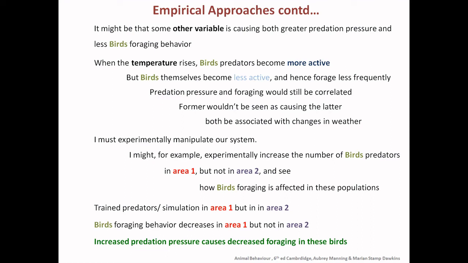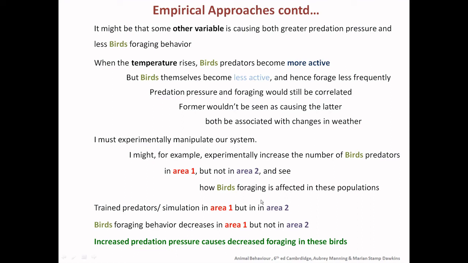That is our manipulation. And we observe that increased predation pressure caused decreased foraging in these birds. We found that in area one there is a lower frequency of foraging, whereas in area two there is no change in the frequency. When we created the presence of the predators, we found that the birds' frequency of foraging is decreasing. From this experimentation, we changed only one variable, the predation pressure. Though it may be actual or it may be simulated, it is experimentally controlled to know that in two similar settings, when there is a perception or presence of the predator, the foraging activity is decreasing.